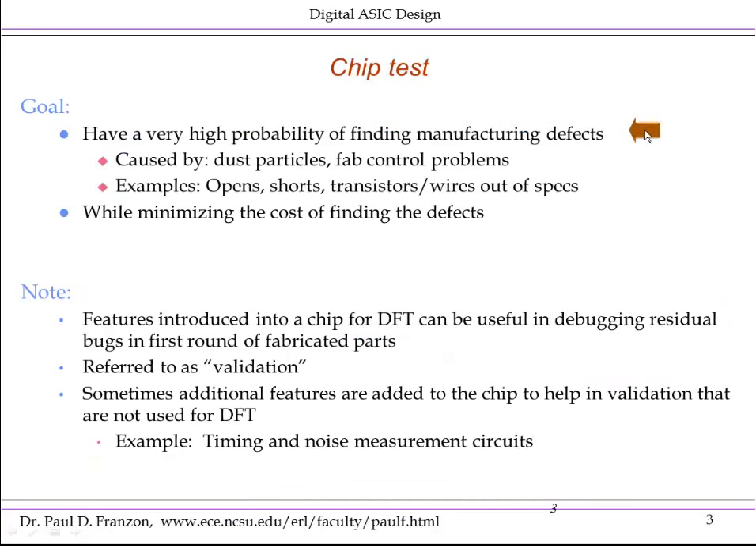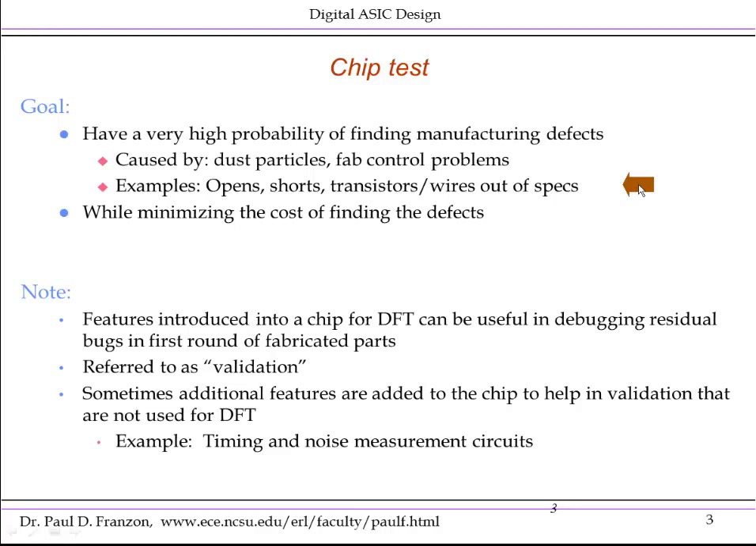So our goal in chip test is to have a very high probability of finding manufacturing defects. These are caused by dust particles, which interrupt the masks that are printed through photolithography in the factory. Sometimes also caused by fab control problems, such as getting transistors out of specification. They actually make themselves apparent typically as opens and shorts between wires, or opens in wires, and transistors or wires out of specification that are usually too slow.